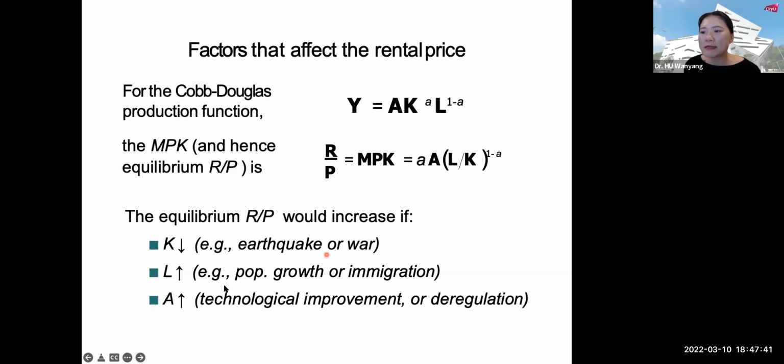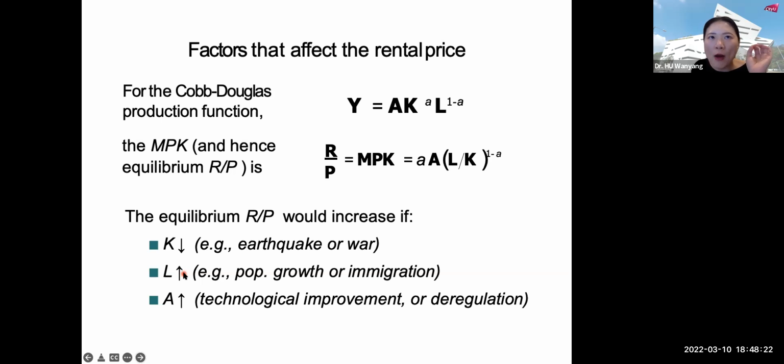For example, let's say capital is reduced due to some external shock, for example war or an earthquake. These are all major disasters, natural or human. This disaster will cause massive destruction of the capital owned in the society, so we will have a decrease in K. When the total capital stock in the market declines, we want to know what happens.